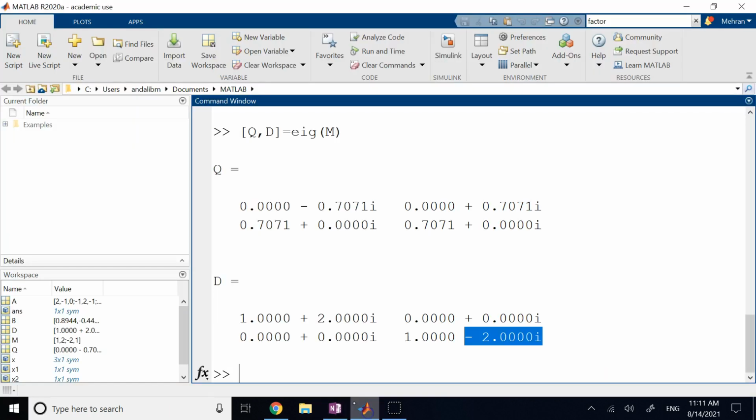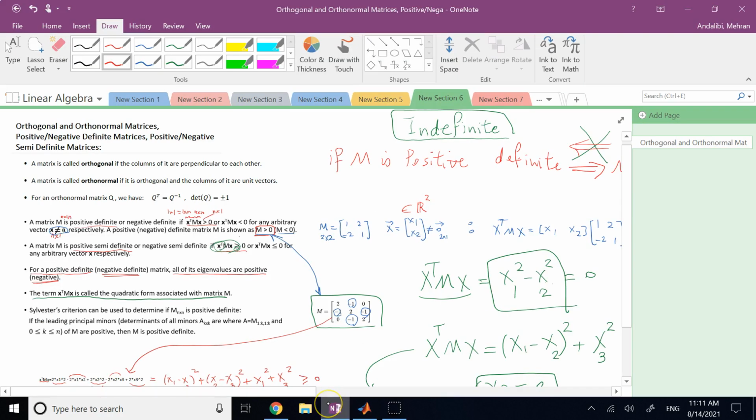But know that when you do this in MATLAB, MATLAB will give you eigenvalues regardless of whether they are real or complex. If you want to guarantee that your eigenvalues are real, then your matrix has to be, if you remember from one of our past lectures, symmetric. This matrix is not symmetric, so the eigenvalues are not guaranteed to be real.